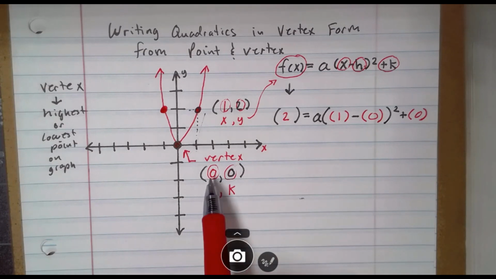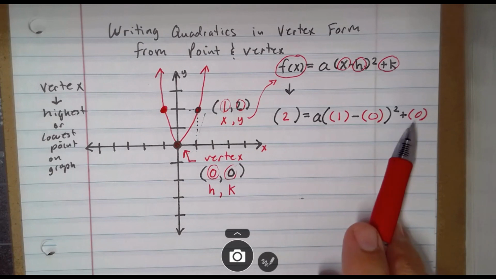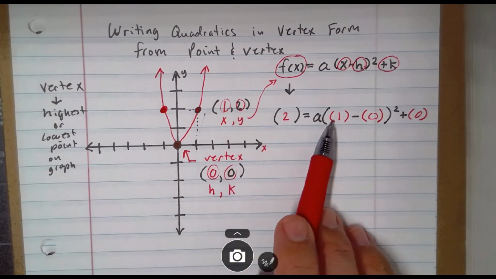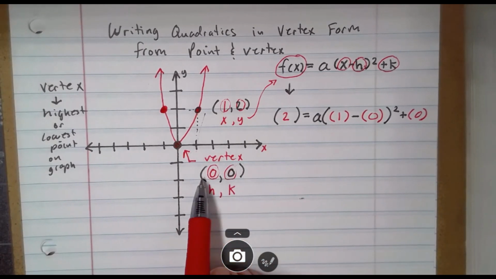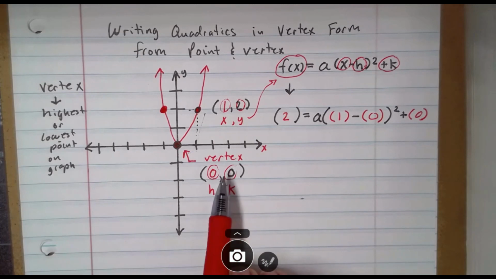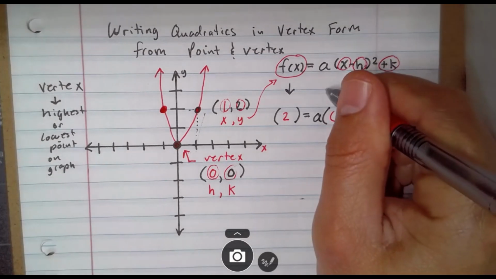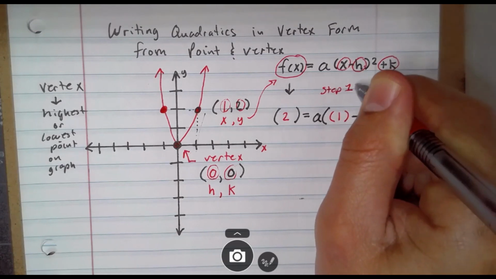One that doesn't have a vertex at 0, 0, so you can see the difference. But you substitute the values in. Right here we have our y value of 2, we have our x value of 1, we have our h value of 0, and we have our k value of 0. And now I'm going to go ahead and solve this real quick for a. And this is your first step. So I'm going to write right here, step 1.